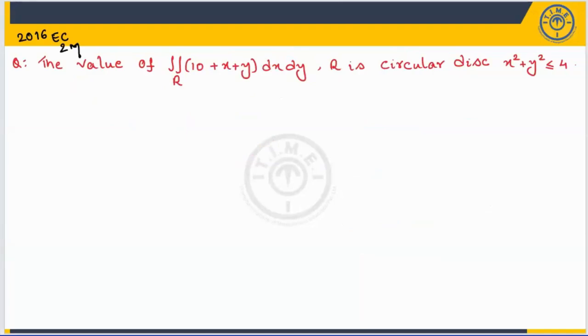So the value of the double integral over R of (10 + x + y) dx dy, where R is the circular disk x square plus y square less than or equal to 4. Now, I told you when I was explaining the concept.